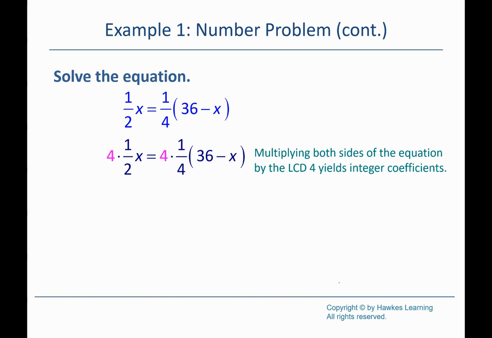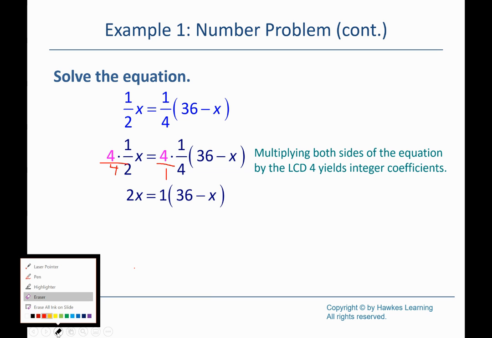So I'm going to multiply both sides of my equation by 4. When I multiply by 4, that's the same as 4 over 1. So when I multiply by 4, I'm going to get that out of the way for you.